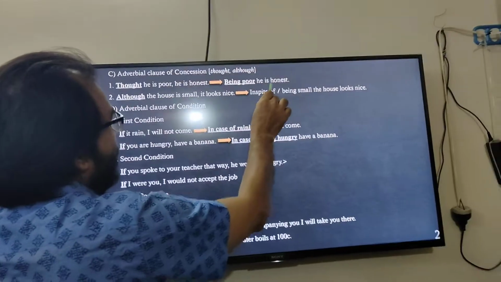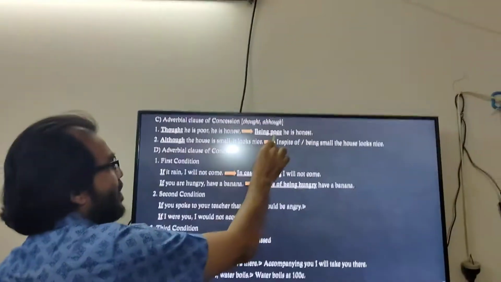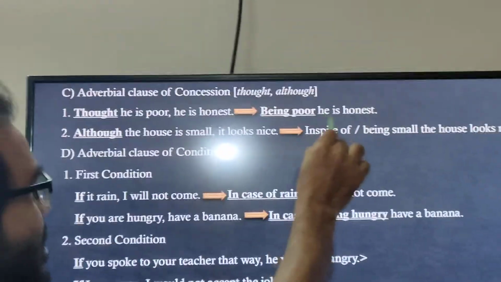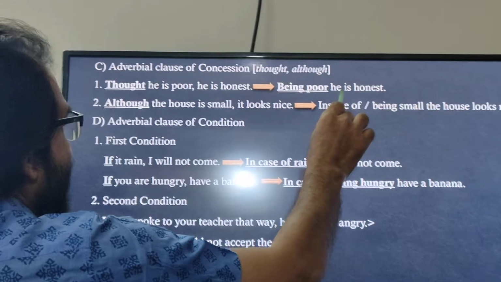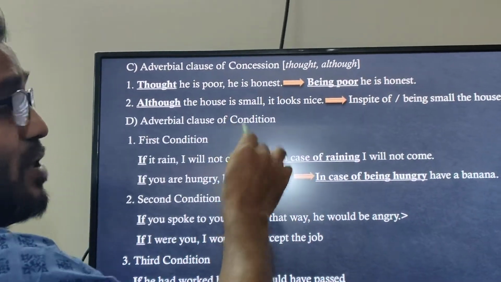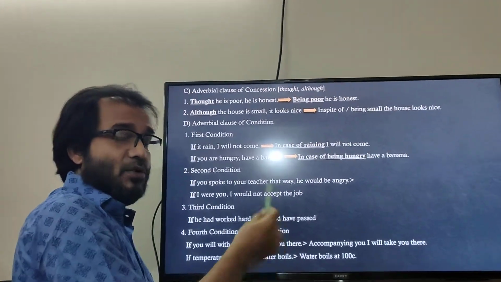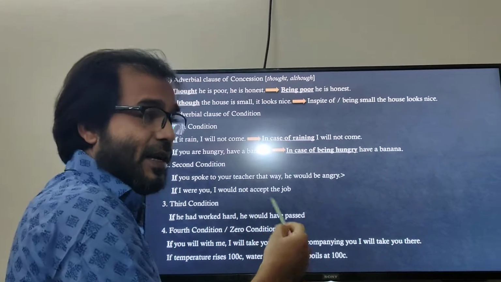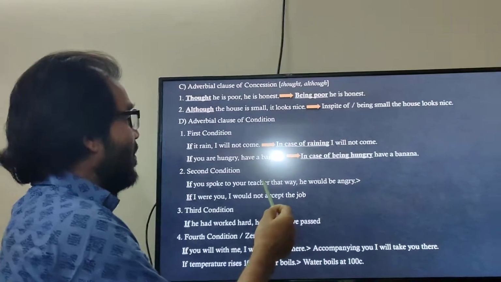If we change this adverbial clause of concession into a phrase, suppose: being poor, he is honest. Being poor is a present participle phrase. This sentence is simple, so the complex sentence has been turned into a simple sentence. My purpose is to make you understand how to change the complex sentence into a simple one. So I am using the adverbial clause and the adverbial phrase with the principal clause and its technique of changing.